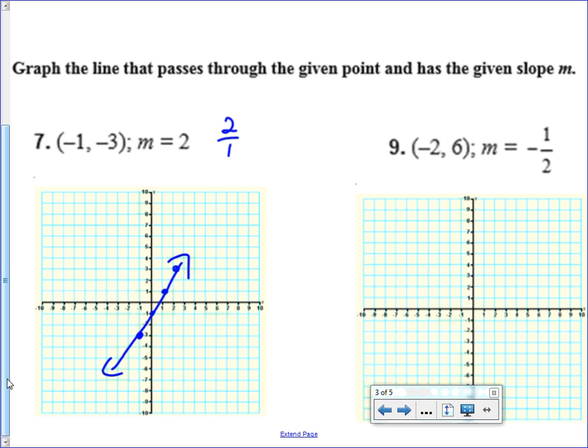Okay, same idea with this other one. It starts at negative 2, 6. That's where I'm going to put my first point. And then a slope of negative 1/2 means I'm going to go down 1 over 2. Down 1 over 2. Down 1 over 2. So I end up with this line. Okay.